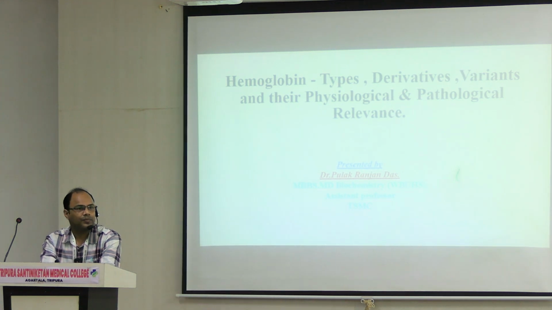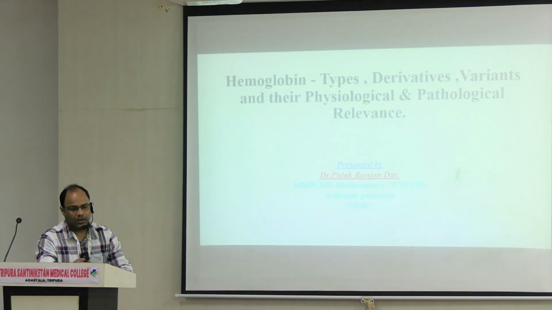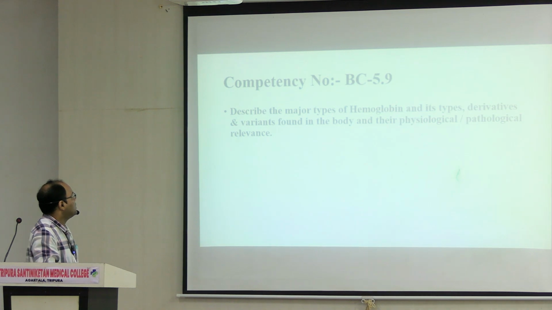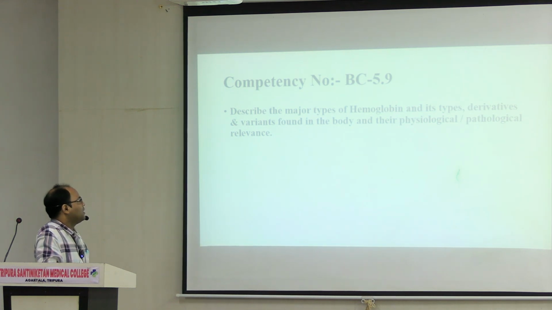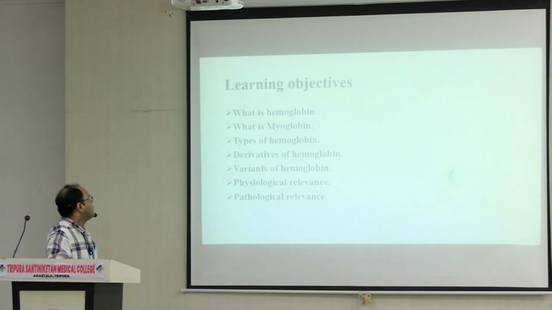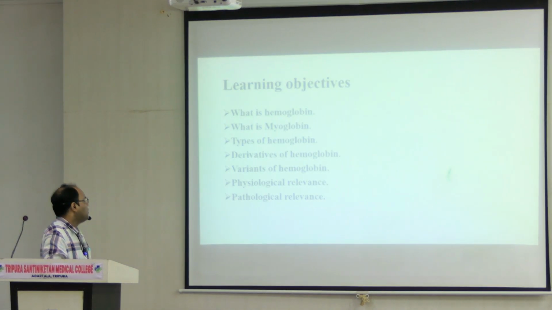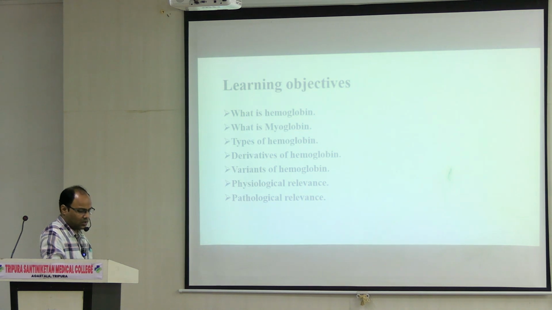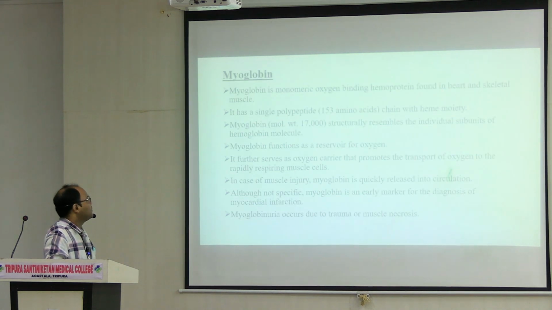Just listen. So today our discussion topics. This is the competency 5.9. Hemoglobin, myoglobin, types of hemoglobin, derivatives of hemoglobin, variants of hemoglobin, and physiological and pathological elements we are going to discuss today. So what is myoglobin?